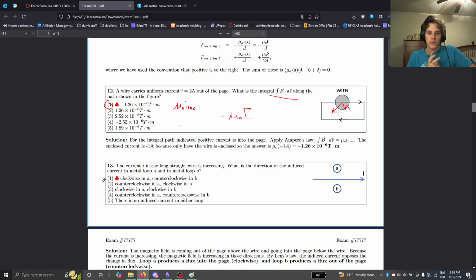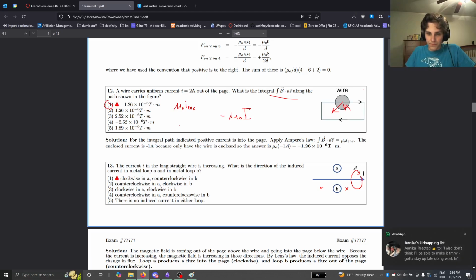So the current I in the long straight wire is increasing. What's the direction of the induced current in metal loop A and B? First of all, long straight wire increasing. Let's take forces that make. So we're going to have the right-hand rule, something like this happening, right? That's where you're going to be curling your fingers. That means that at this point, when you hit B, anything here is into the board, right? Inside or outside of B.